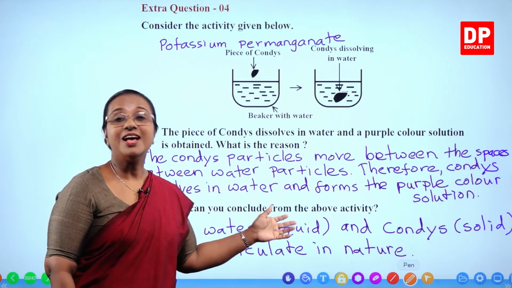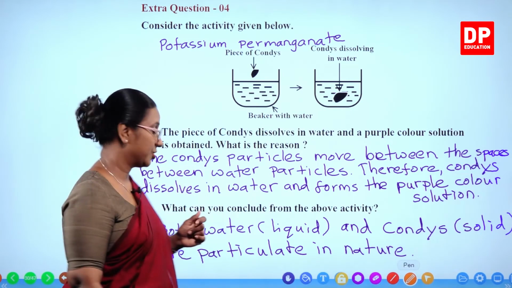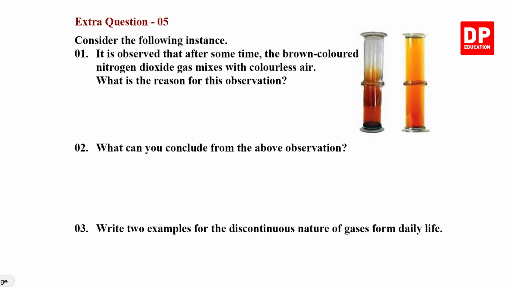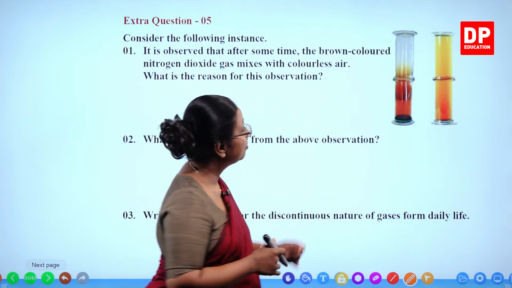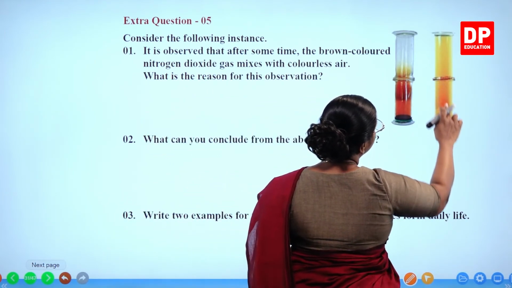So with that, students, I am going to move on to the next question. Extra question 5. There is a diagram given to you. You can see a brown colored gas in a gas jar, and there is air in another gas jar. When you invert the gas jar with air on top of the gas jar with the brown colored gas, usually nitrogen dioxide, you can see the spreading of gas there.